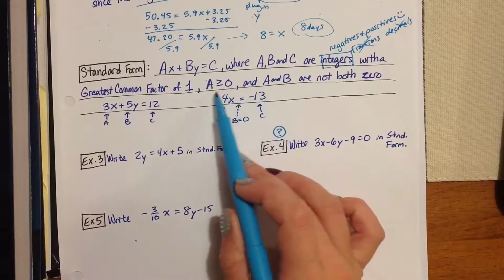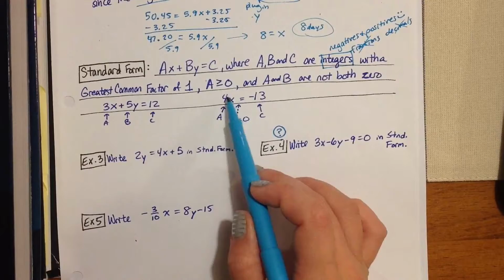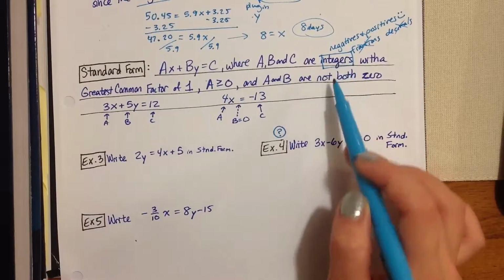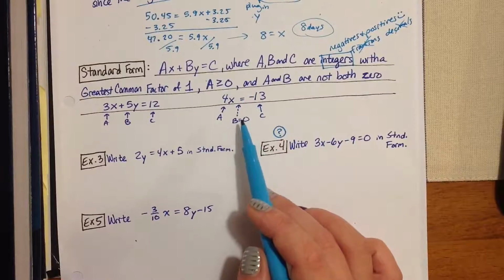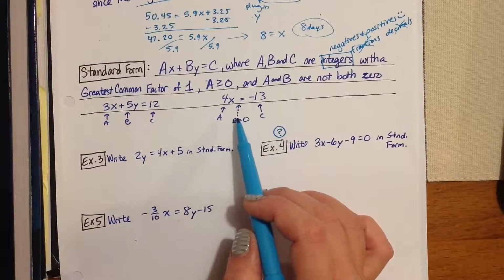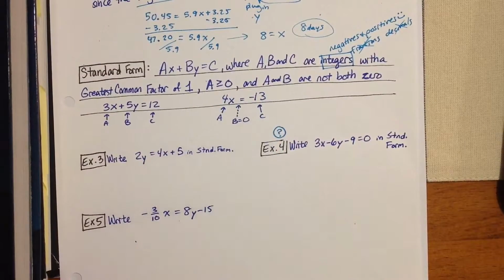Take a look at this example for a second. B is 0. I have 4x. The A is 4. A is greater than or equal to 0. A is an integer. B is 0, which fits the integer category, but I'm not allowed to have both of them be 0. So if b is 0 and that's it, that's fine. So that's an example of standard form right there.